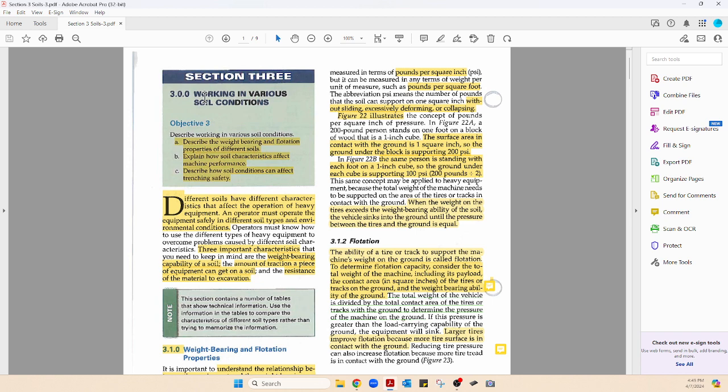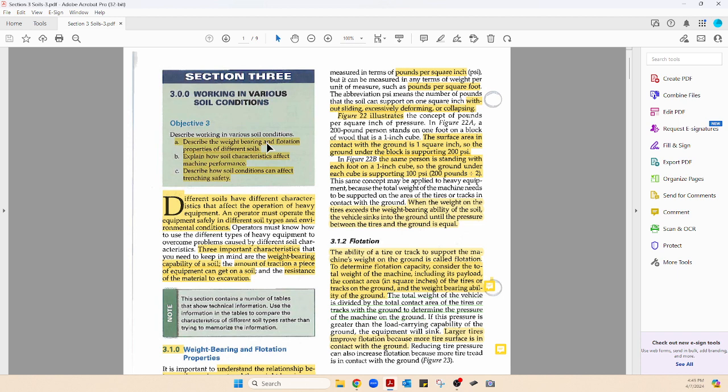It's called working in various soil conditions, and that's week 4. It says describe working in various soil conditions, the weight bearing and flotation properties of different soils. Weight bearing, solid rock would be your strongest. Flotation, what is flotation? That is how it stays on top of the ground. How in the world does a dozer stay on top of the ground?